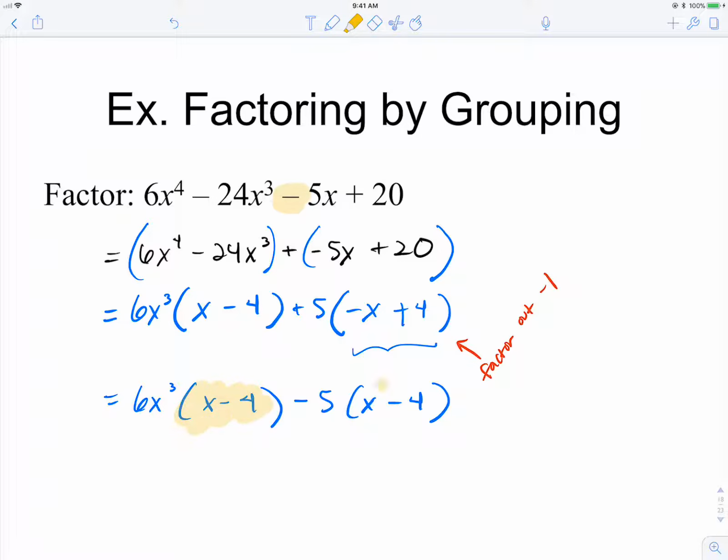Now I have my common binomial factor. Let's go back to blue. So I can factor out x minus 4, and then that remaining factor is 6x cubed minus 5. Now, at this step, going from here to here, I could have just factored out negative 5. And that would have been one less step. And I could have recognized I was trying to get an x minus 4 as my common binomial factor. And you guys will be able to see that with practice.